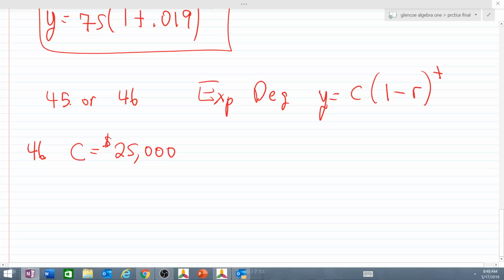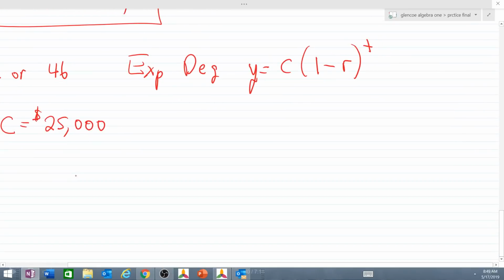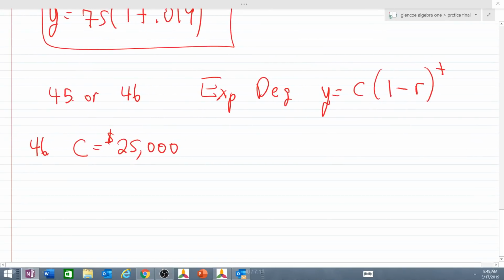46, you buy a car, and the initial amount is $25,000. That's why I lease. I lease so I can get a new car every 2 or 3 years. But you have a payment, yep, but never nearly $25,000 worth.